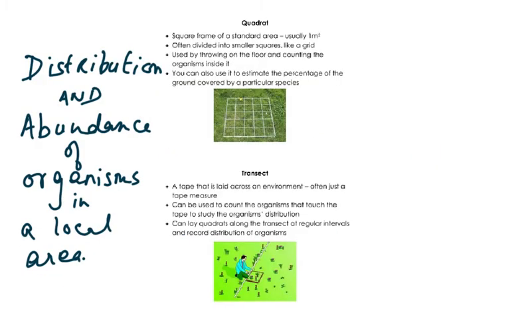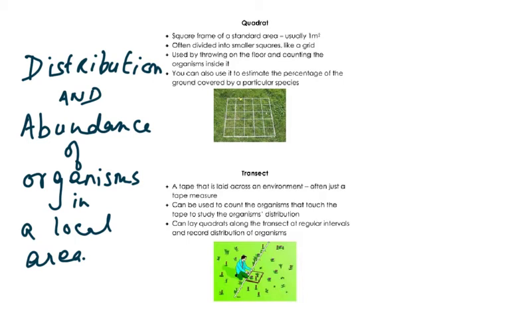Now your next point of the syllabus is use suitable methods to assess the distribution and abundance of organisms in a local area. Now the first thing that we're going to talk about is a frame quadrat. A frame quadrat is just made of either wire, rope, or even wood. It's a square frame of a standard area, usually 1 meter square, and is divided into small squares like a grid. And it is used by throwing on the floor and counting the organisms inside it.